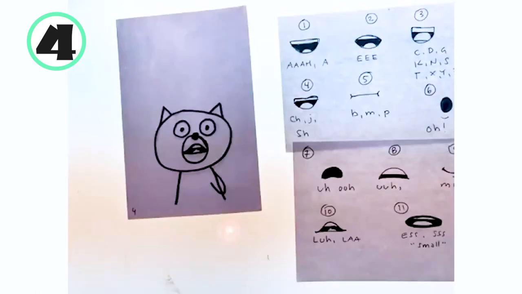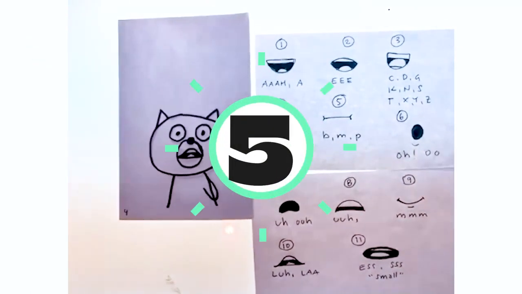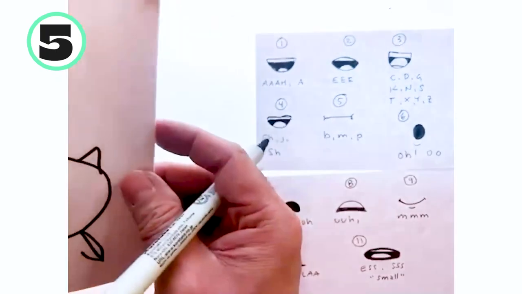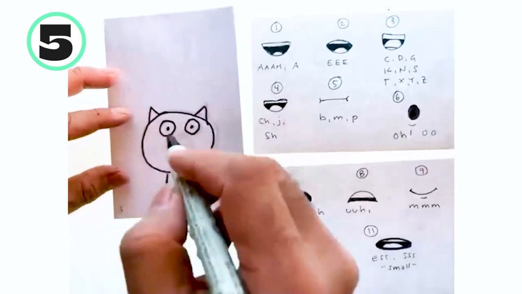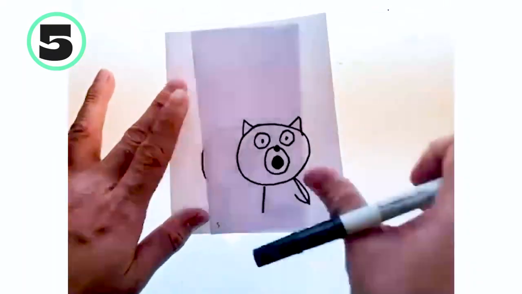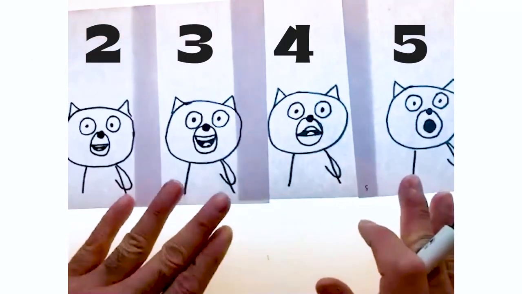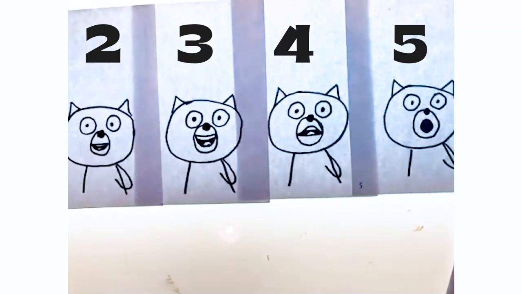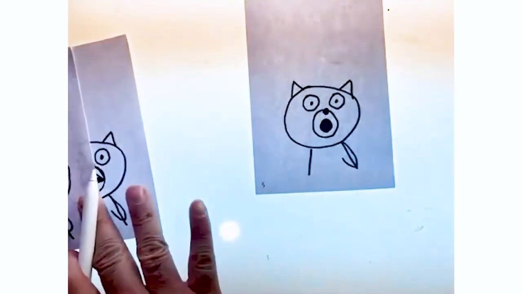So frame number five is starting to go to the O, low. So that's number six, right? So let's get frame number five. This is the O. Now we can go O, hello. So number one, which is a smiley face. Hello. So this is frame number six.